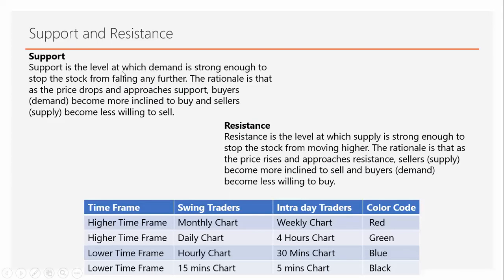Support is the level at which demand is strong enough to stop the stock from falling any further. The rationale is that as the price drops and approaches support, buyers become more inclined to buy and sellers become less willing to sell. For support, similarly, you can go through this paragraph for resistance.